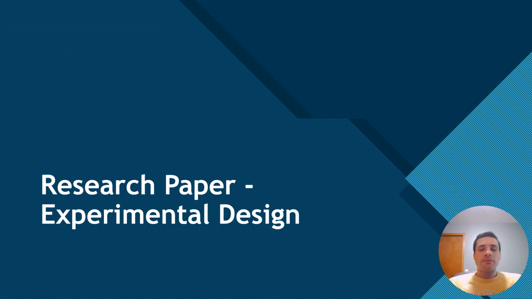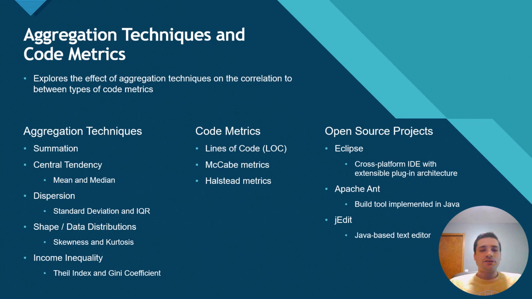So now I'll talk about the experimental design that the researchers used. And basically the purpose of the research was to explore the effect of aggregation techniques on the correlation between types of code metrics. So they used 9 different aggregation techniques. So summation, which has been shown in previous research. And then in addition to summation, they also looked into measures of central tendency, specifically looking at mean and median.